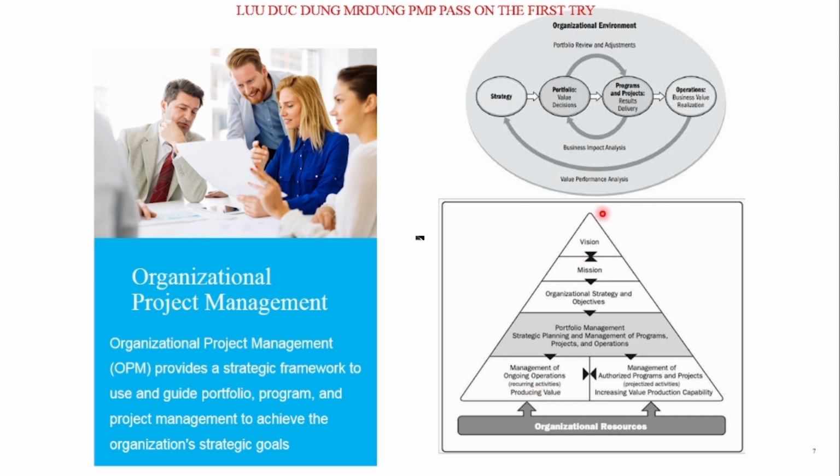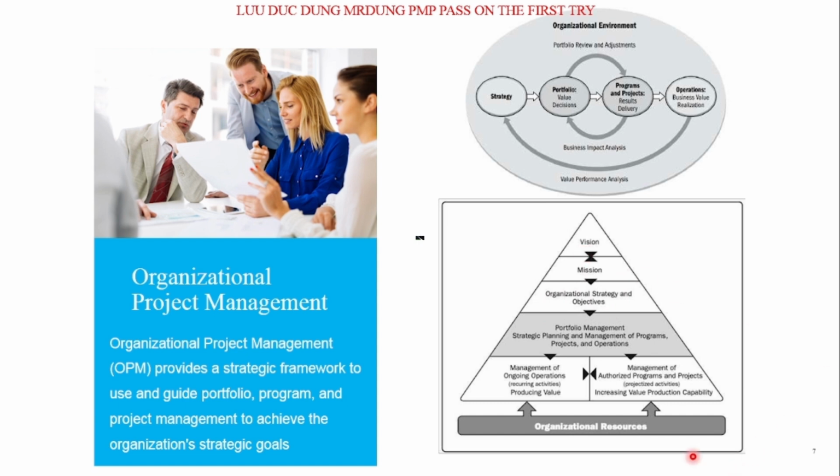So we have a company with the vision, the mission, and the strategy of the organization here. Vision, mission, strategy, and the portfolio management. To achieve the strategy, we have a portfolio. We have good portfolio management, strategic planning and management of program, project, and operation here. So, project, program here, operation here, and portfolio management here, and also organization strategy and objective here.